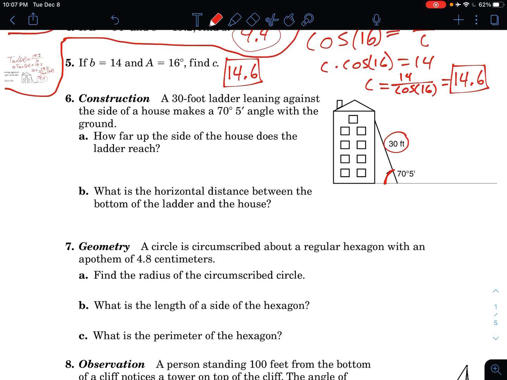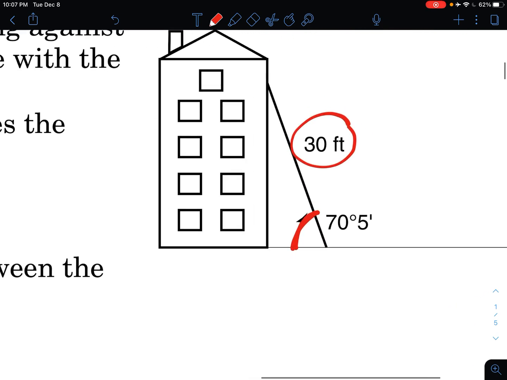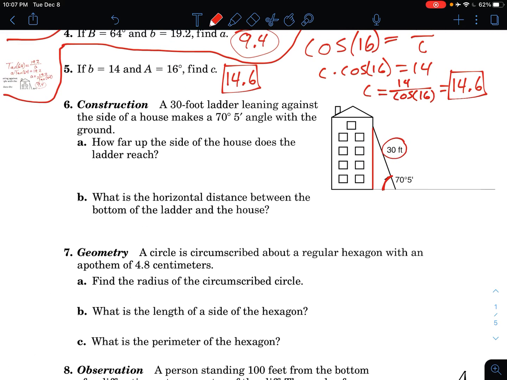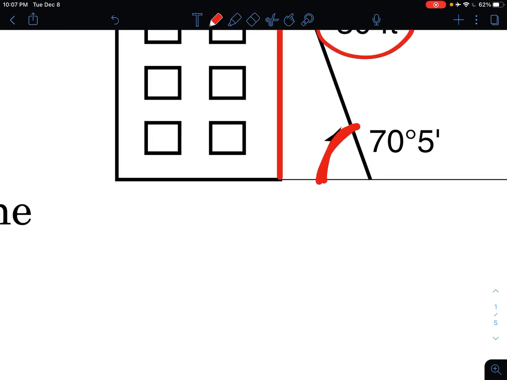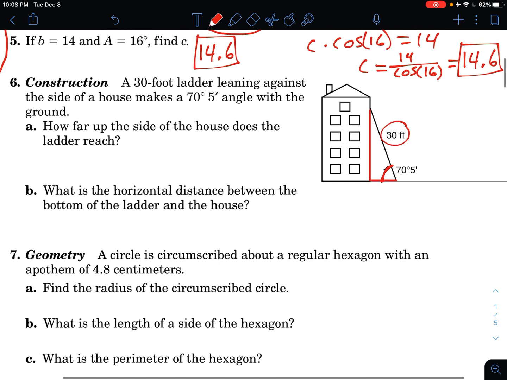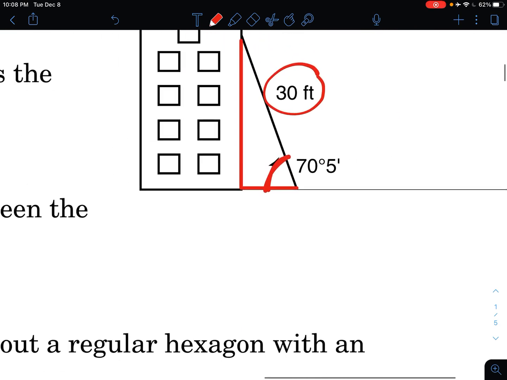How far up from the side of the house does the ladder reach? So how far up the side? So what's this distance from here to the ground? And then also, what's the distance between the bottom of the ladder and the house? So what's this distance? So we're trying to find the long leg and the short leg here. Let's do it one at a time.